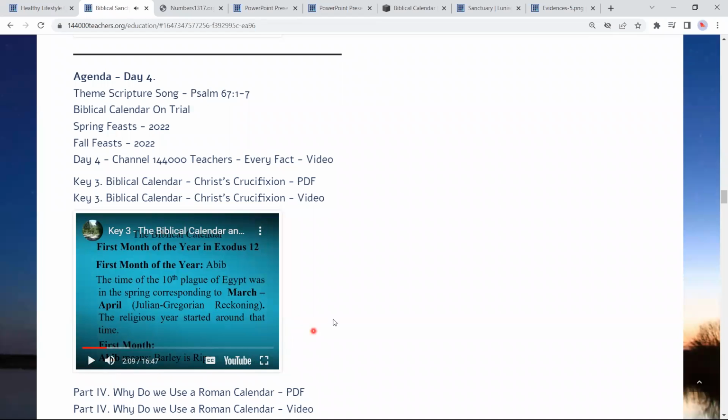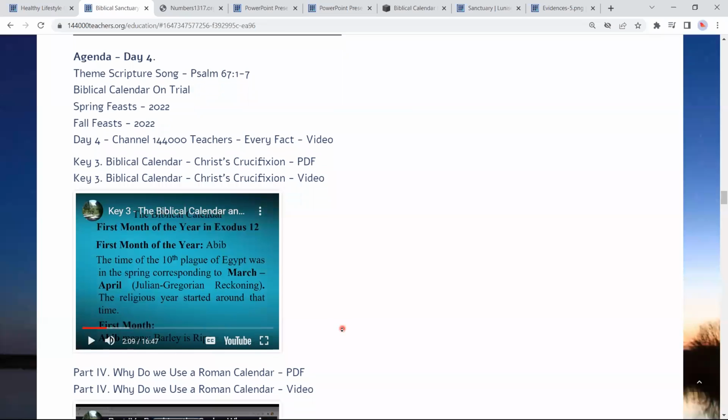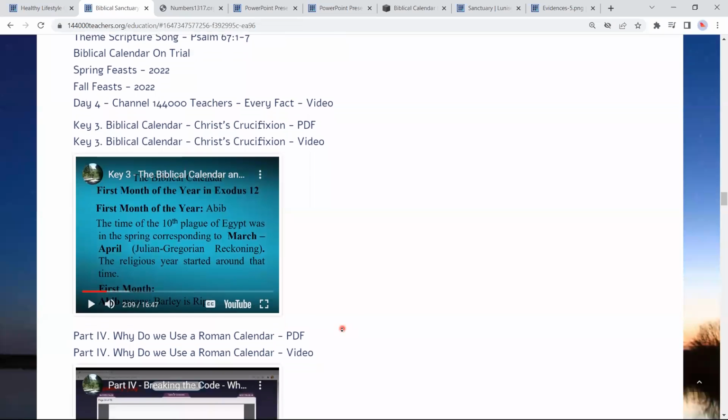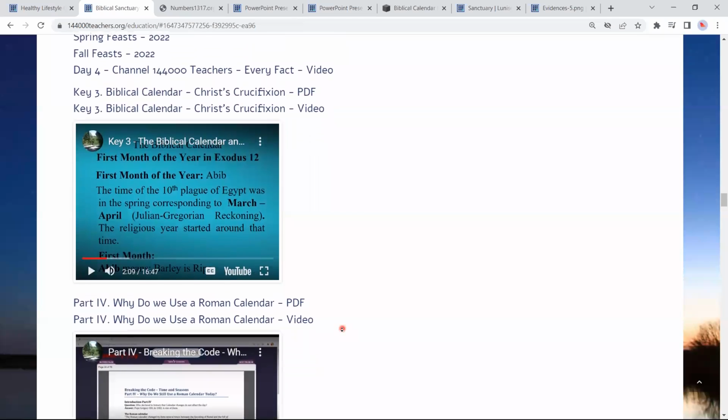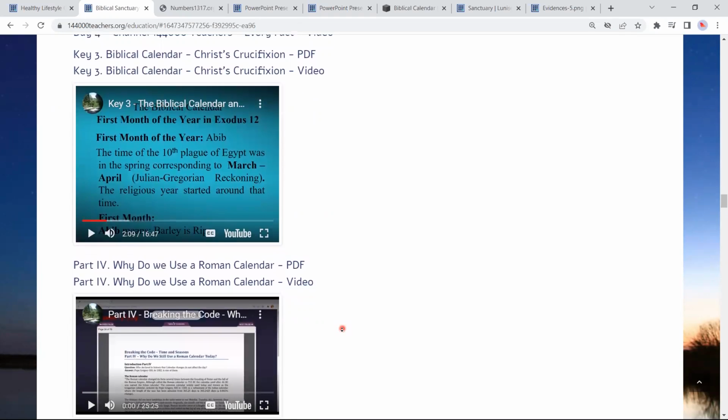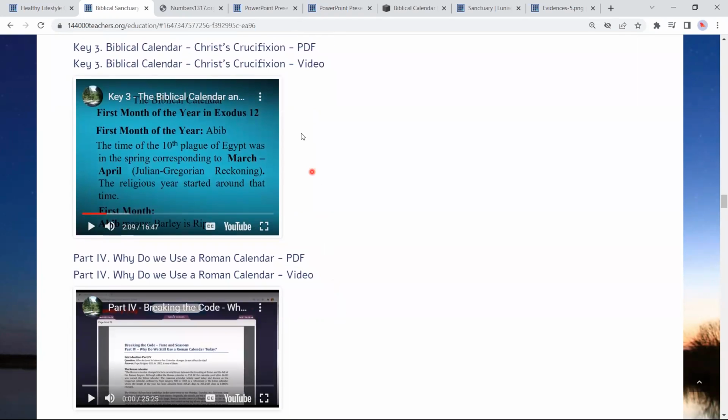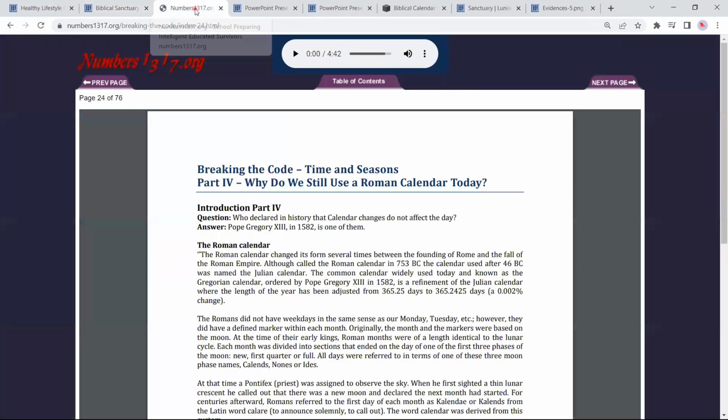We will continue to study this important research and discovery regarding the biblical calendar. Why do we use a Roman calendar? Continuing with synchronism and chronology, we look now into history in order to answer these questions.